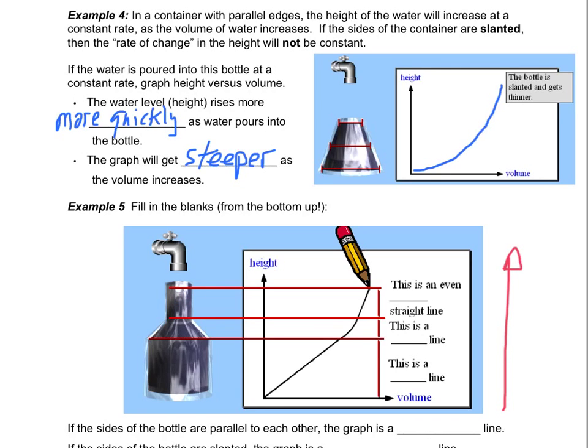So we get our constant straight line in the bottom, but it's wide, so it's not an incredibly steep line. And then it's going to have our acceleration in the middle section, and then a steeper straight line for the top because that part of the vessel is narrower. So what we're looking for here is, at the bottom, a straight line, not very steep; a curved line for the center part; and an even steeper straight line for the top.